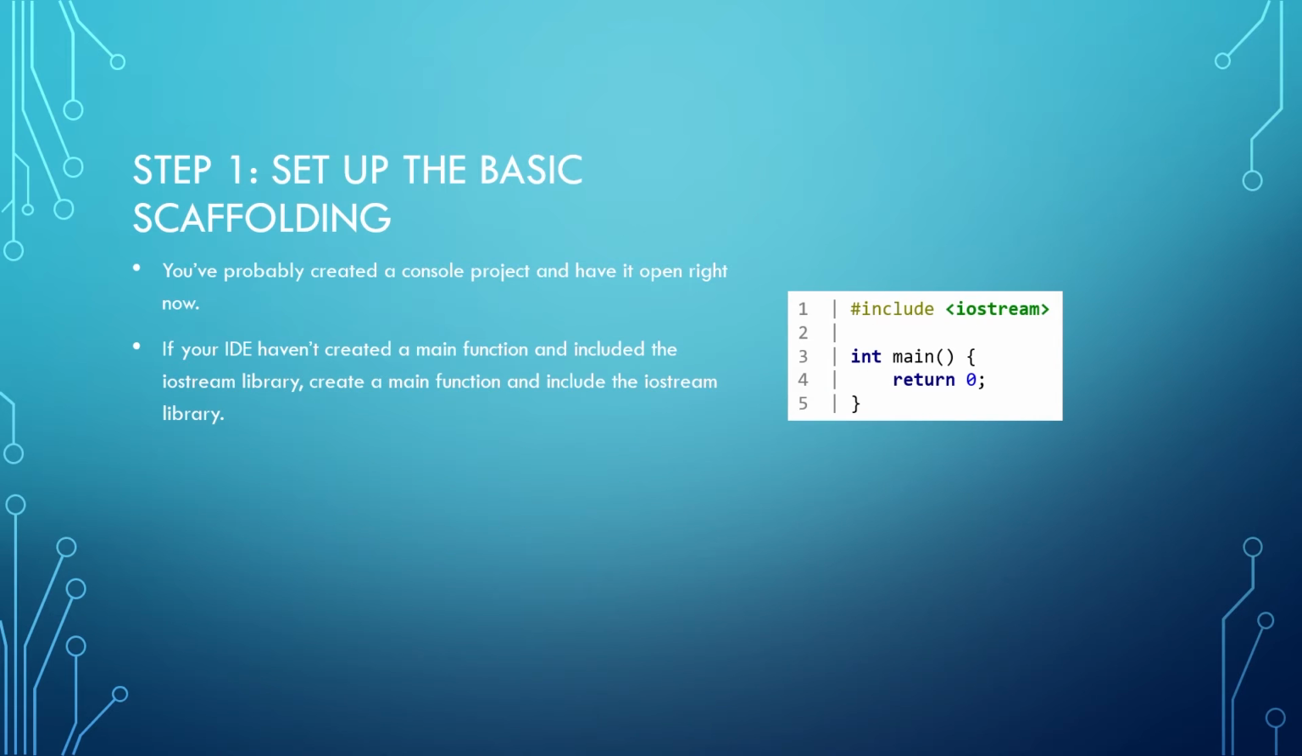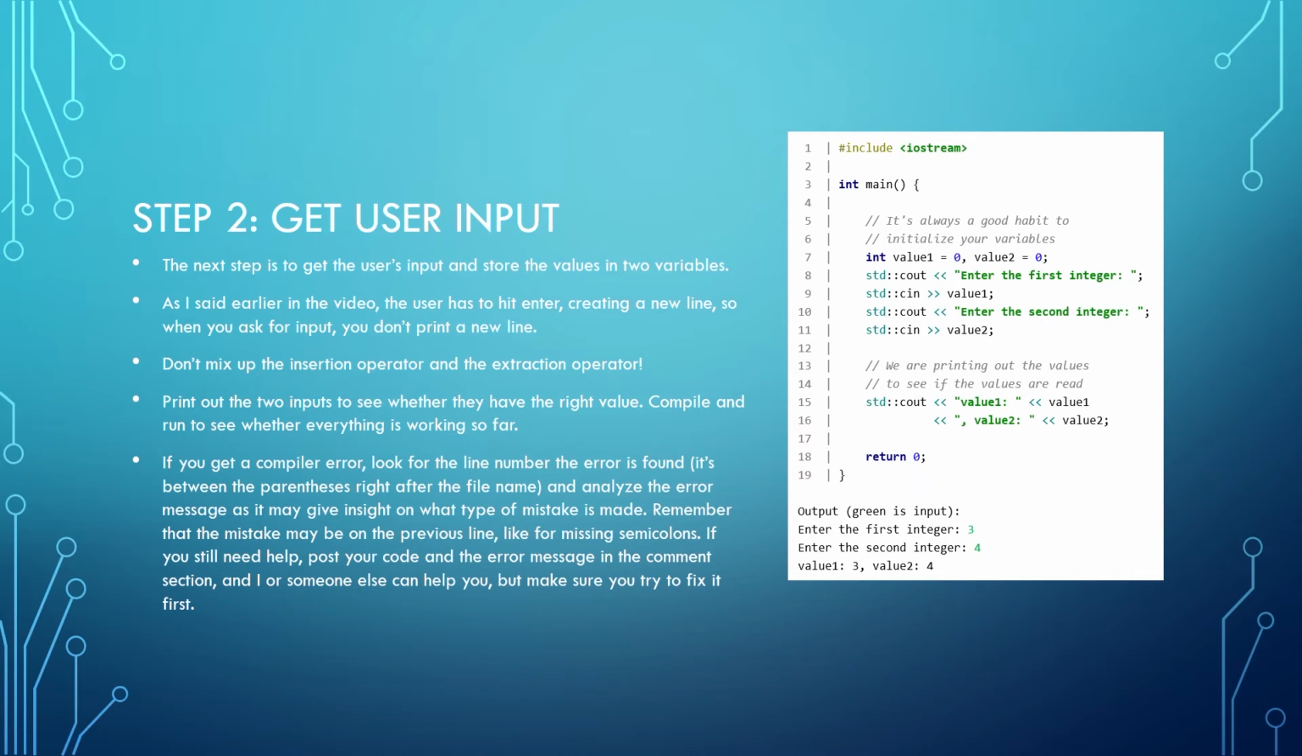Step 1, setting up the basic scaffolding. You've probably created a console project by now and have opened it up. If your IDE hasn't created a main function and included iostream for you, create the main function and include the iostream library. This is what your program should look like when you start. For some IDEs, it also has the hello world print statement over there. Just delete that statement.